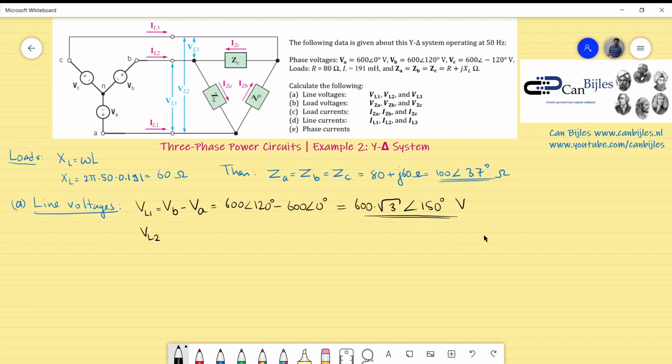So we have VL2, exactly the same procedure, because we are going clockwise. We look at this node and then go to node C, and this is actually for VL2, as you can see, but this is also node C.